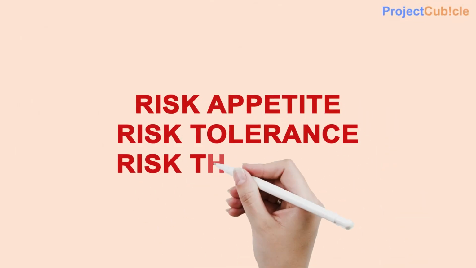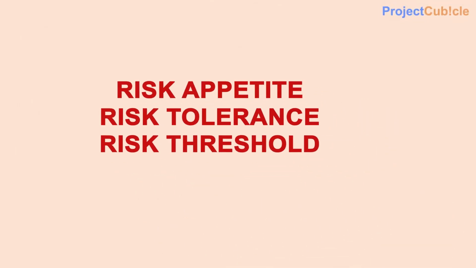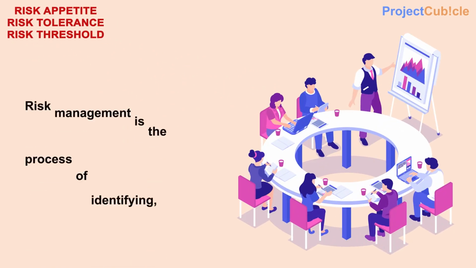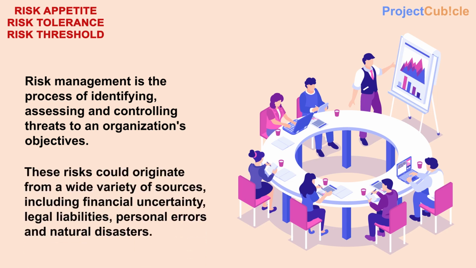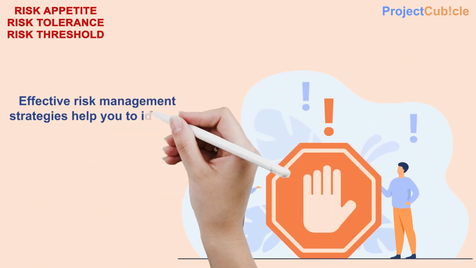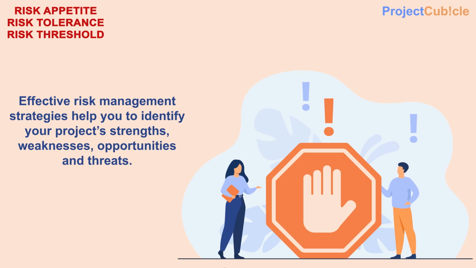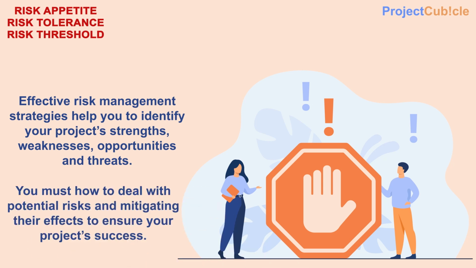Risk appetite, risk tolerance, risk threshold. Risk management is the process of identifying, assessing and controlling threats to an organization's objectives. These risks could originate from a wide variety of sources, including financial uncertainty, legal liabilities, personal errors and natural disasters. Effective risk management strategies help you to identify your project's strengths, weaknesses, opportunities and threats. You must know how to deal with potential risks and mitigate their effects to ensure your project's success.